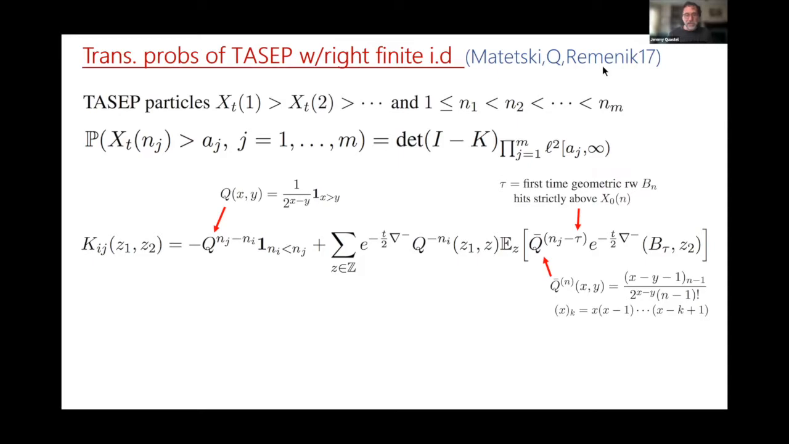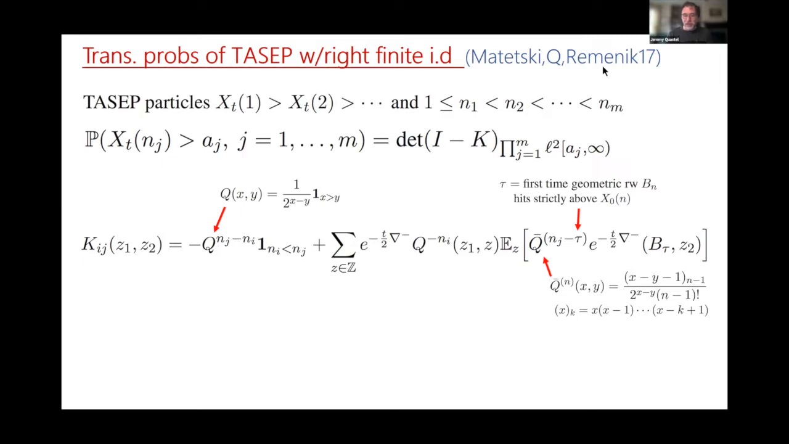And then there are these e to the t grad minuses, which are just generators. Grad minus is just the discrete difference operator. Grad minus of f is just f of x minus f of x minus one. So it's just the negative discrete difference operator. So these are just generators of Poisson processes.